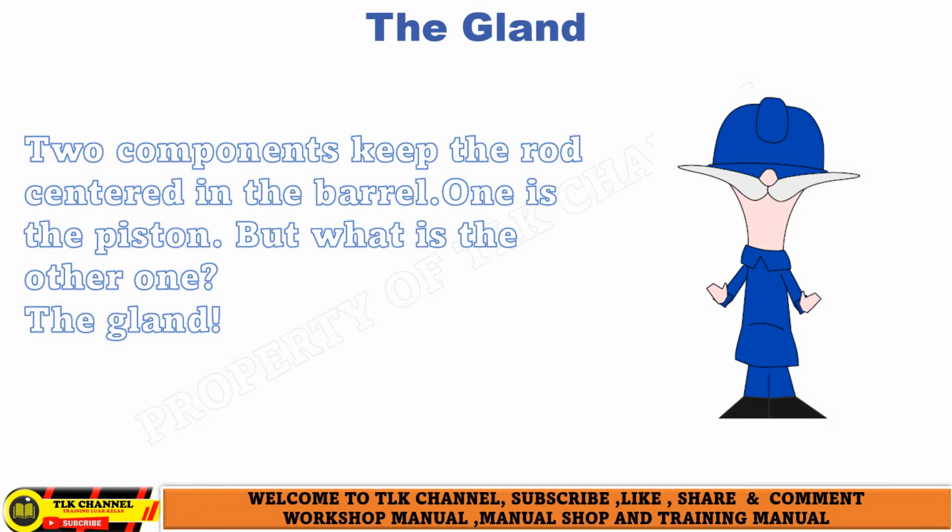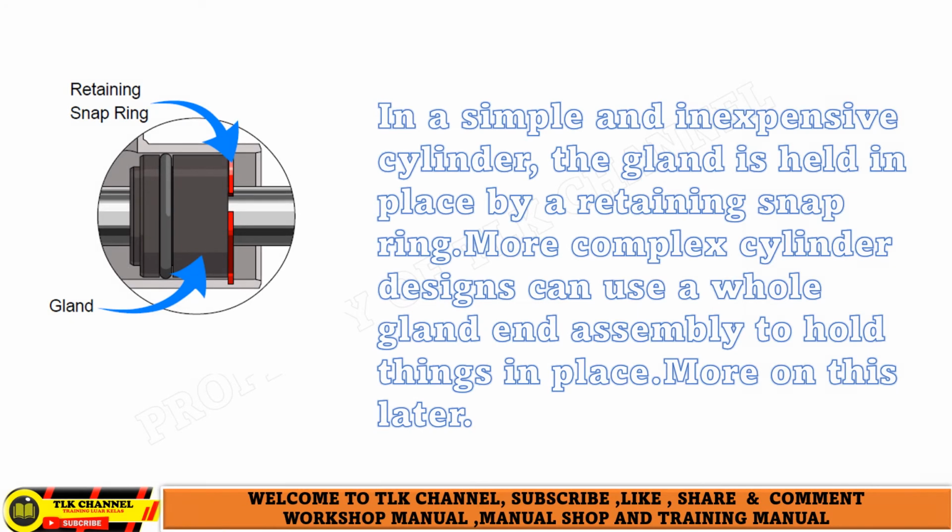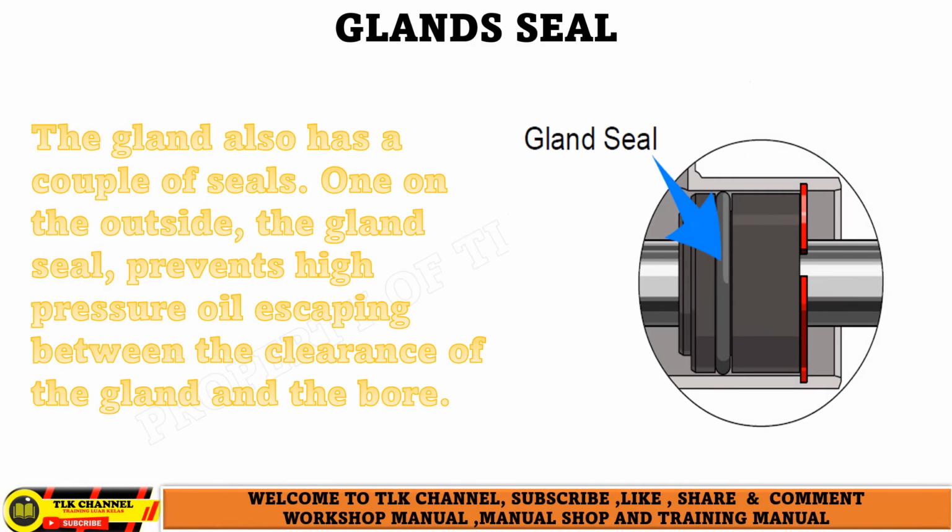Two components keep the rods centered in the barrel. One is the piston. But what is the other one? The gland. In a simple and inexpensive cylinder, the gland is held in place by a retaining snap ring. More complex cylinder designs can use a whole gland end assembly to hold things in place. More on this later.